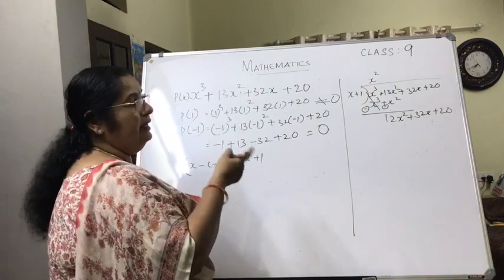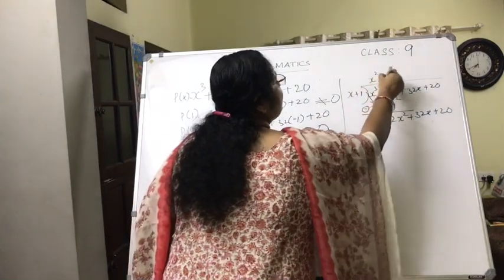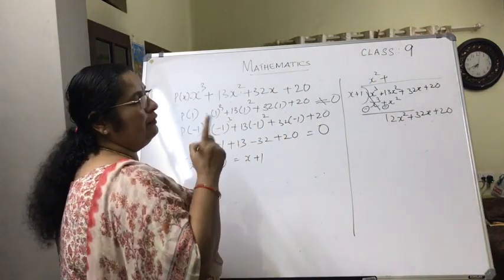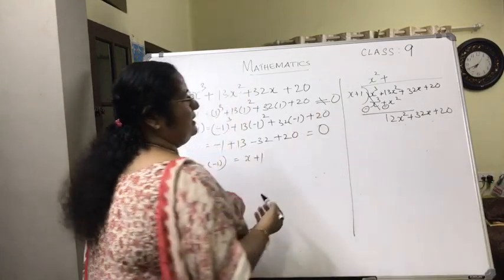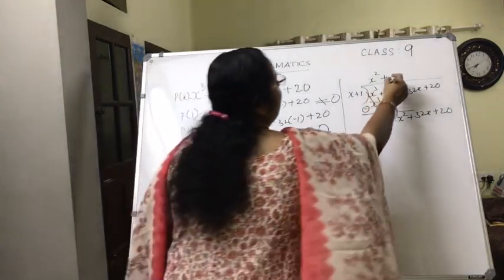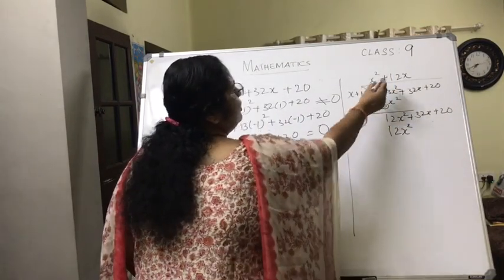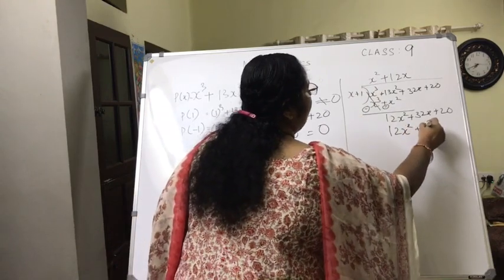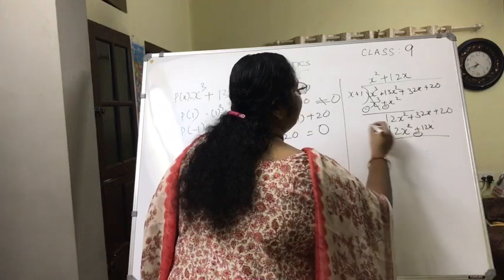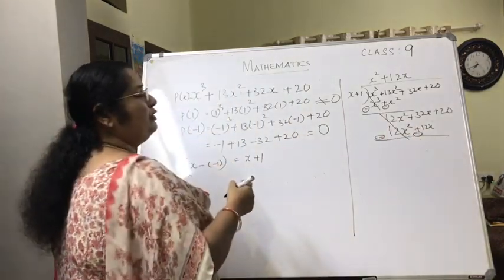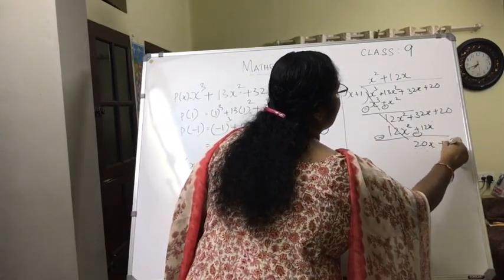Second dividend you take. There it is, 12x square. The first term positive, so here also this will be positive. Second term for the quotient will also be positive. Now see, 12x square. Here it is x. So with what you should multiply? With 12x. So this will become 12x square. 12x into 1 will be 12x. Again change the sign. This is negative, this is also negative. This gets cancelled. What remains? 32 minus 12, 20. So 20x plus 20.